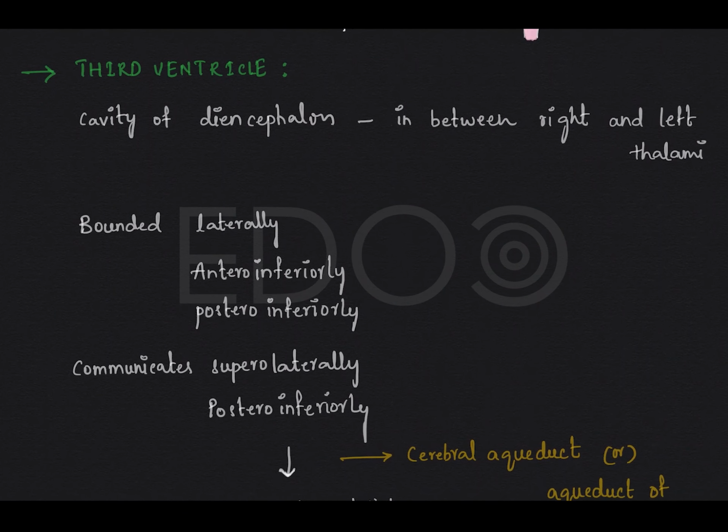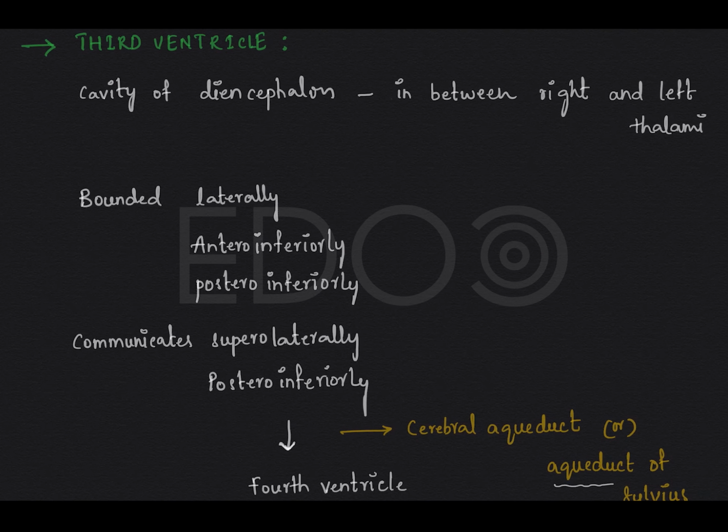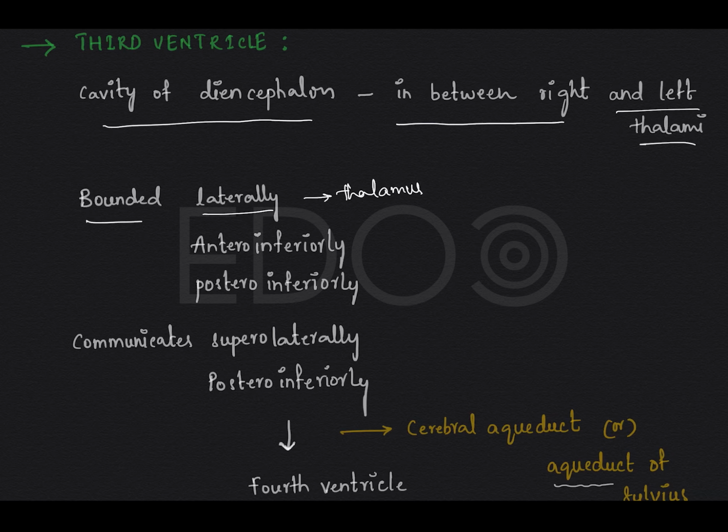Next, let's move on to the third ventricle. So the third ventricle is a cavity of diencephalon, and it is present in between right and left thalami. And the third ventricle is bounded laterally to the thalamus. Anterior inferiorly, it is bound to hypothalamus, and posterior inferiorly, it is bound to subthalamus.